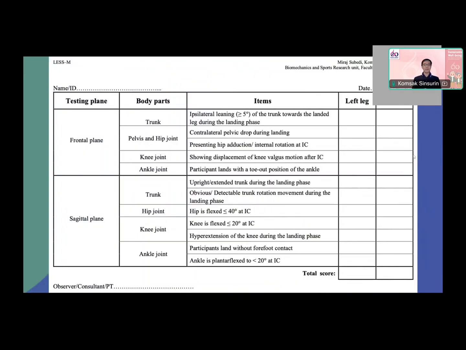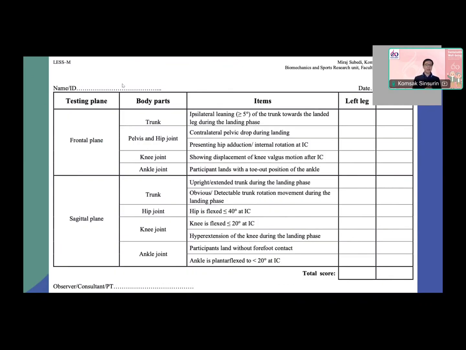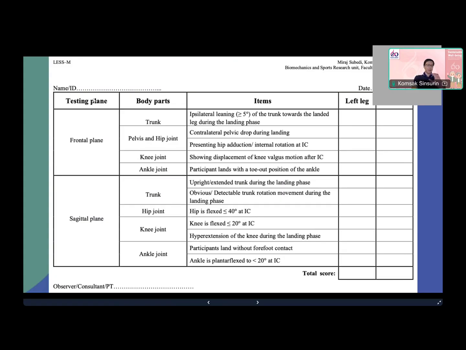These are all the item criteria of the LESM that we developed from the literature review and our previous studies. Finally, we have 12 items. We tried to design the LESM to be easier to use and not too complex for all clinicians. We separate the testing into 2 planes, the frontal plane and the sagittal plane, and we ask the tester to observe the trunk, pelvis, hip joint, knee joint, and ankle joint.